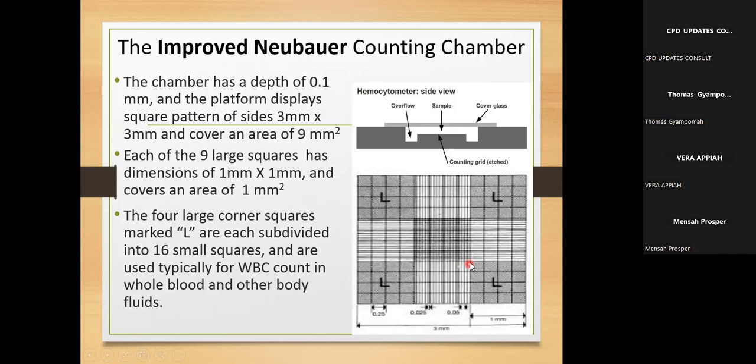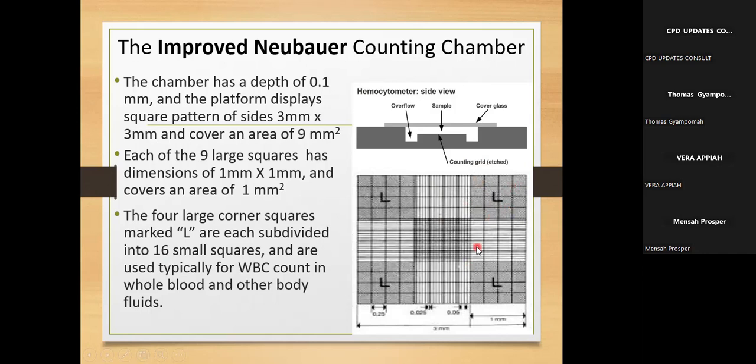All right. And each corner square here will have an area of 1 millimeter square, because this is 1, this is also 1. So the area here is going to be 1 millimeter square. Okay. I hope that one is clear. The smaller squares here, you can ignore them, because they are just to guide you to do your counting.